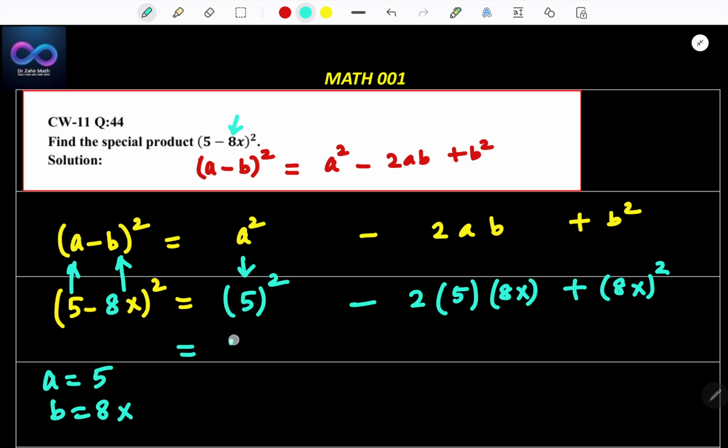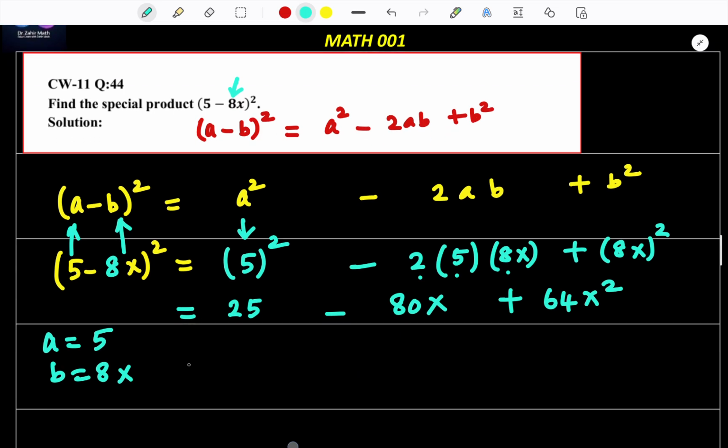So this is equal to 5 square, which is 25, minus 2 into 5 is 10, 10 times 8 is 80x, and 8 square is how much? 64x². So what is your answer? 25 − 80x + 64x². But if you write in a good format, this is also correct. No problem.